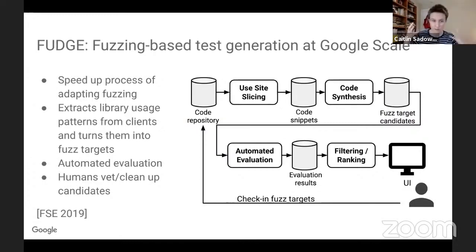have this big code base, so a lot of library usage patterns, and turns them into fuzz targets. And then there is an automated evaluation process to go through those targets and suggest likely useful tests. And then humans get involved to actually vet cleanup candidates and check them into the repository.